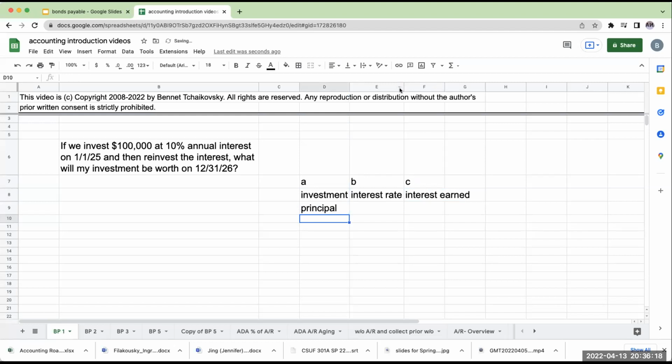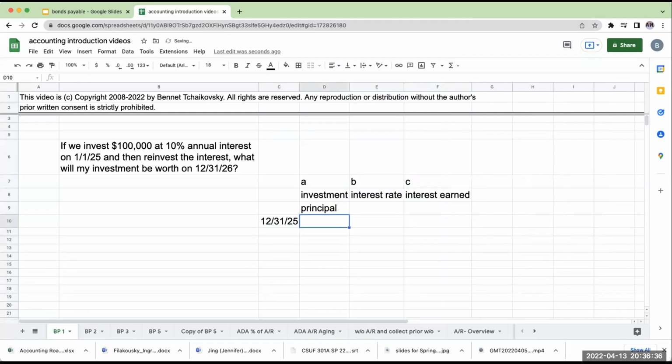Okay. So let's go ahead and start with this. My principal amount on 1/1/25, and by the way, whenever I see an interest rate, it's always going to be an annual rate. So by the end of the year, or 12/31/25, I invested $100,000, right? I actually invested it on January 1st, but at the end of the year, we compute interest. My interest rate is 10%.